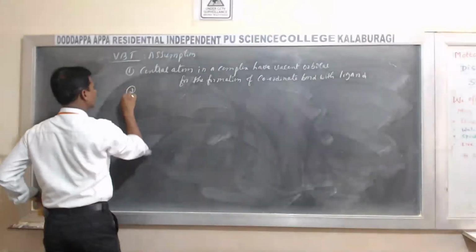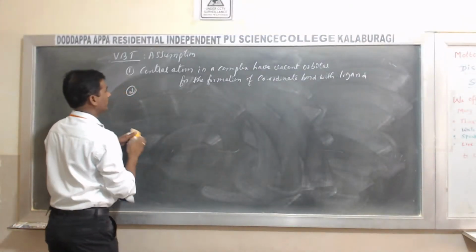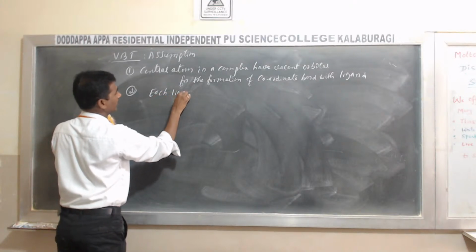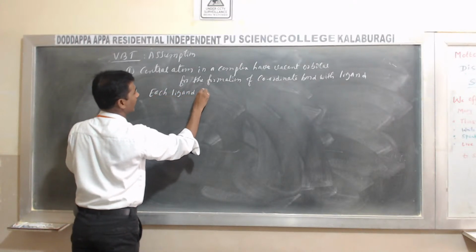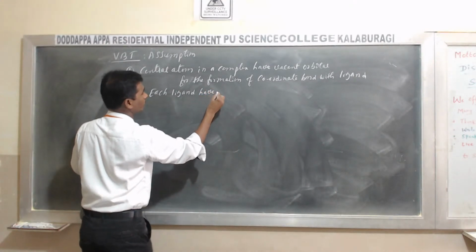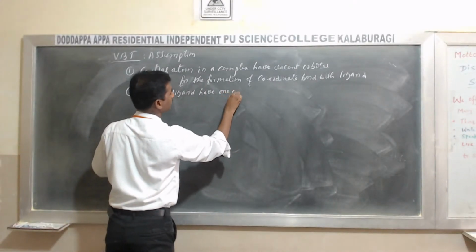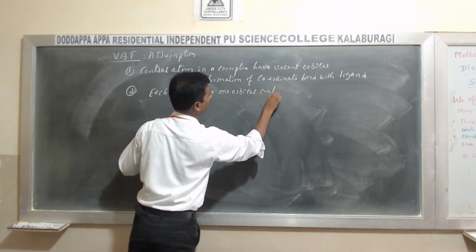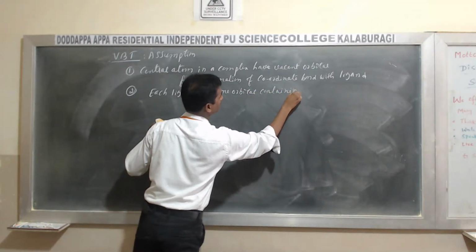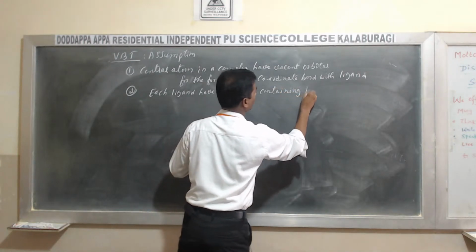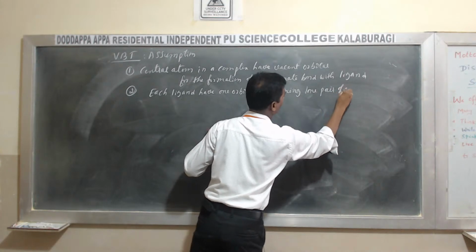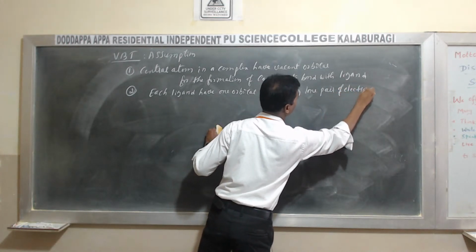Second point: each ligand has one orbital containing a lone pair of electrons. Once again I am repeating, it is very important.